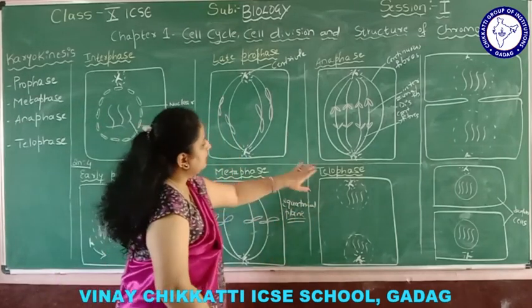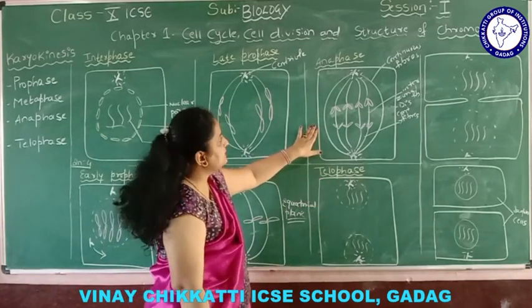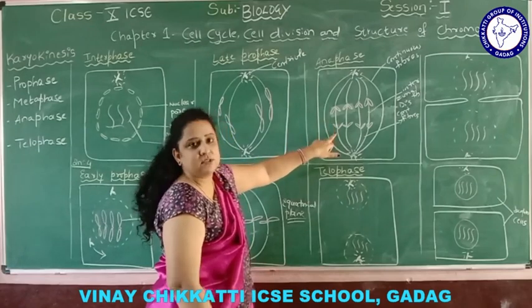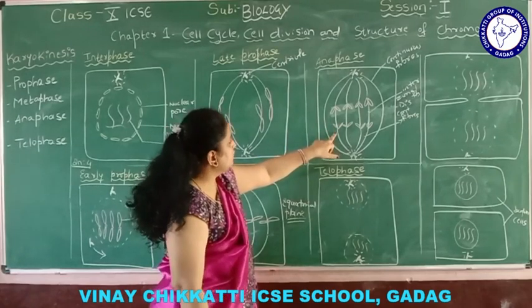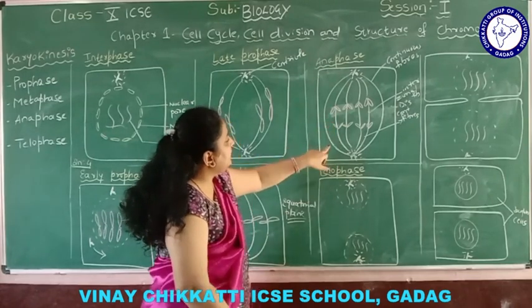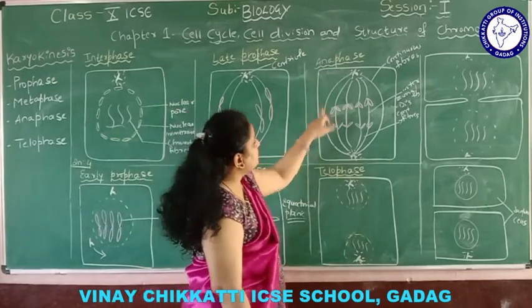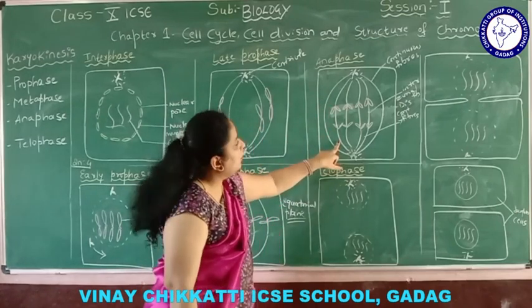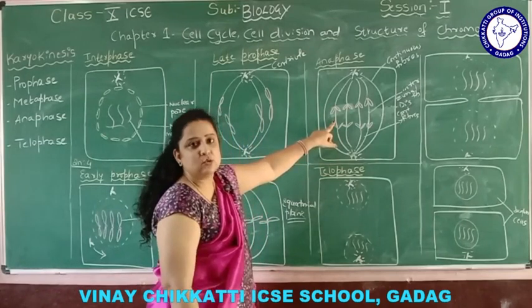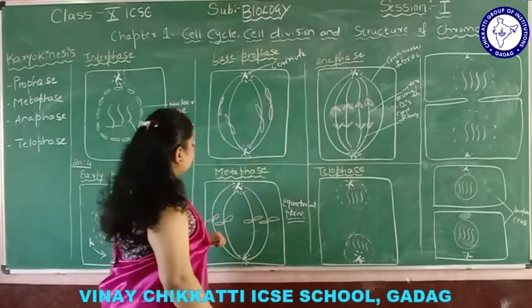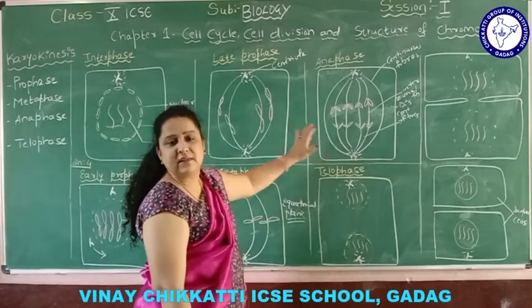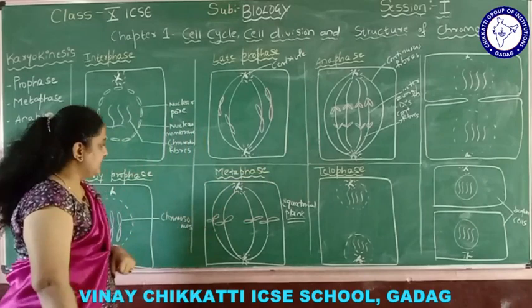Next is anaphase. The third stage is anaphase. In anaphase, chromosomes move to the opposite poles of the cell. Chromosomes move to opposite poles of the cell because of this constriction. And here there are 2 types of fibers: continuous fibers and discontinuous fibers. In between these 2 fibers there is some space called interzonal fibers. Now here the division is of 2 types: amphiastral and anastral.